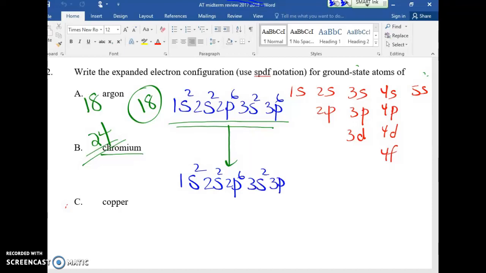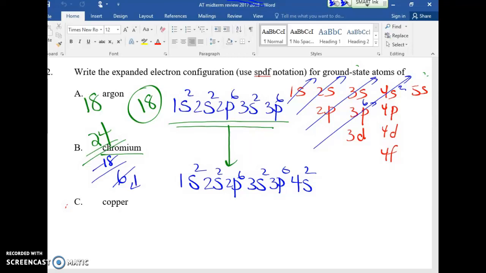Okay. So remember, I had gone here, gone there, and I had just finished here with the 3p6. Now, I've placed 18 electrons. That leaves me with 6 electrons left to place. Well, notice 2 of them are going to go in the 4s. So I'm going to put a 4s with a 2, and 6 minus 2 is 4.